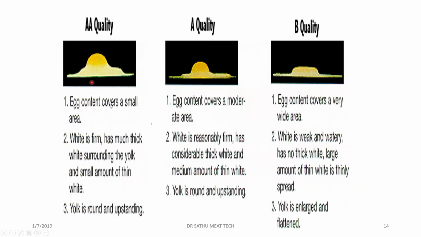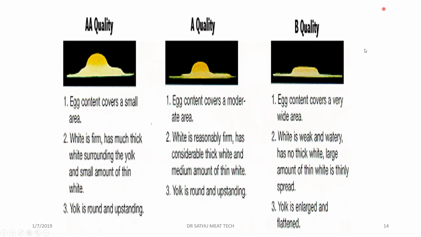White is firm, that's what I told, as much thin. It is reasonably firm, as considerably thick white. Here the egg white has become thin. So since it has become thin, it will spread to a large area. Yolk is round and upstanding.